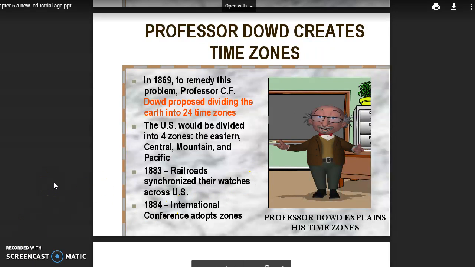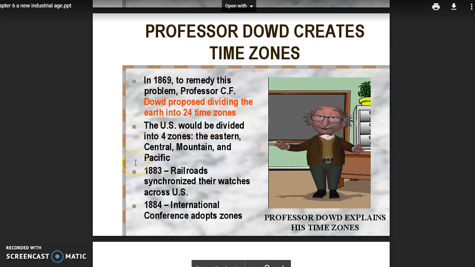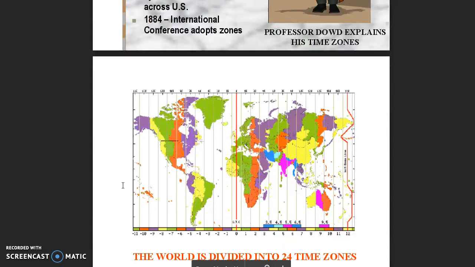The different time zones were created in 1869. Dowd here proposed dividing the Earth into 24 time zones. And the U.S. is divided into 4 of them: Eastern, Central, Mountain, and Pacific. Now, because of the railroads, all the watches and clocks had to be synchronized, or they all had to say the same time. And this is how the Earth is broken up into different time zones. Again, we're in the Eastern Standard Time Zone right here in purple, but if you lived in California, you would be in the yellow time zone.